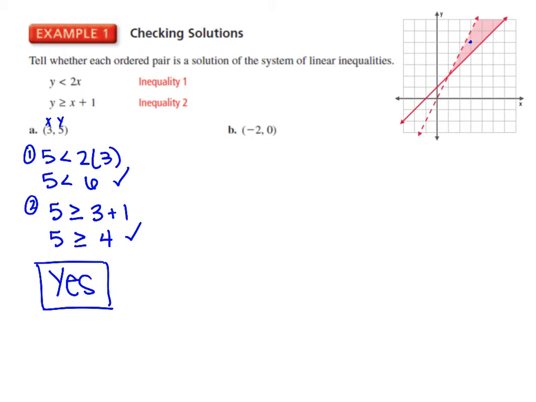But what about (-2, 0)? If I look on my graph, where is (-2, 0)? Well, (-2, 0) is this point way over here. That's nowhere near my shaded region, so this one's not going to work. Let's show or prove using the inequalities that this one doesn't work.